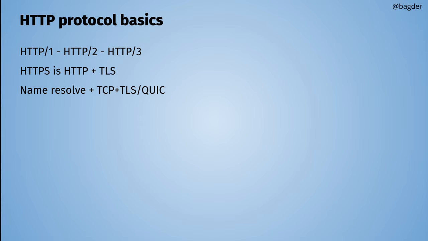It means there's a name resolve and you set up the TCP connection and then add a TLS handshake on that. Or when you use HTTP3, you actually replace TCP and TLS with QUIC. It doesn't really matter. And then the protocol is request and response. So you ask for something, you get it back, one ask, one response. All requests that we send to servers have methods, called verbs sometimes. GET, POST, HEAD, PUT, DELETE. Short words, often spelled in uppercase.